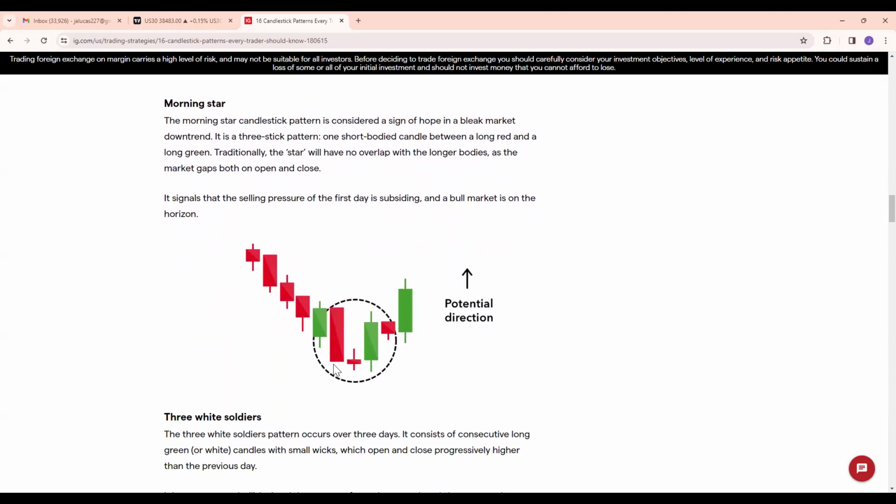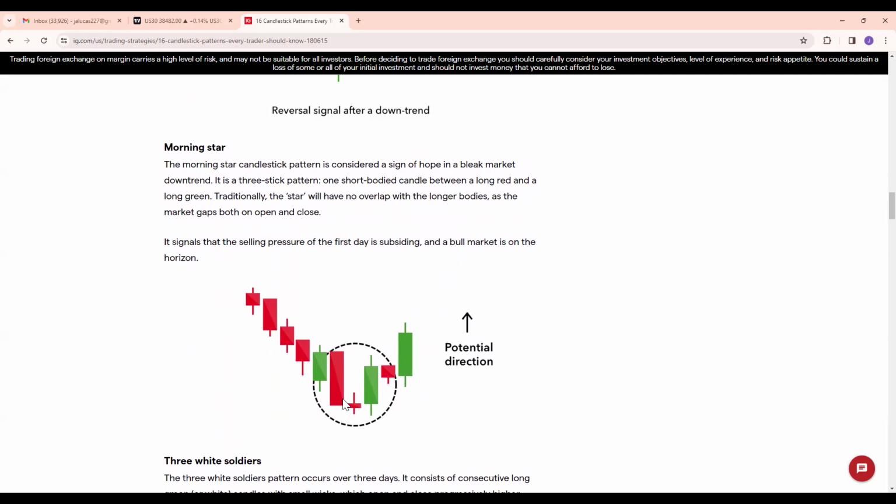Morning Star. This is another one that, well, I really would call that a doji right there. So some of these terms are a little bit different. It says the Morning Star candlestick pattern is considered a sign of hope in a bleak market downtrend. It is a three stick pattern, one short bodied candle between a long red and a long green. Traditionally, the star will have no overlap with the longer bodies as the market gaps both on open and close. It signals that the selling pressure of the first day is subsiding and a bull market is on the horizon.